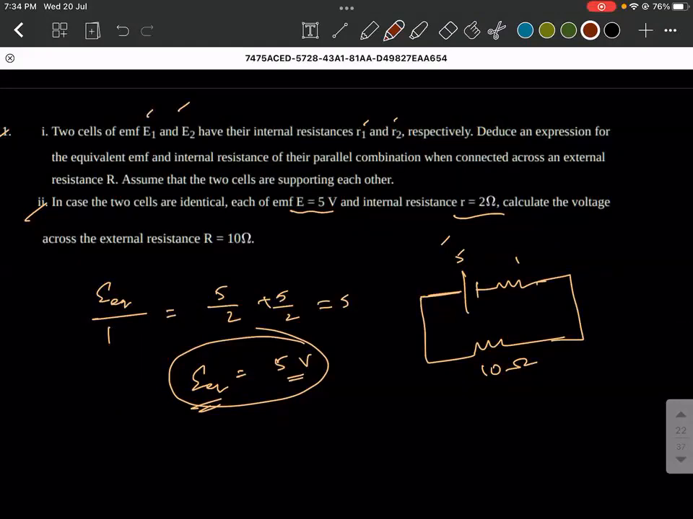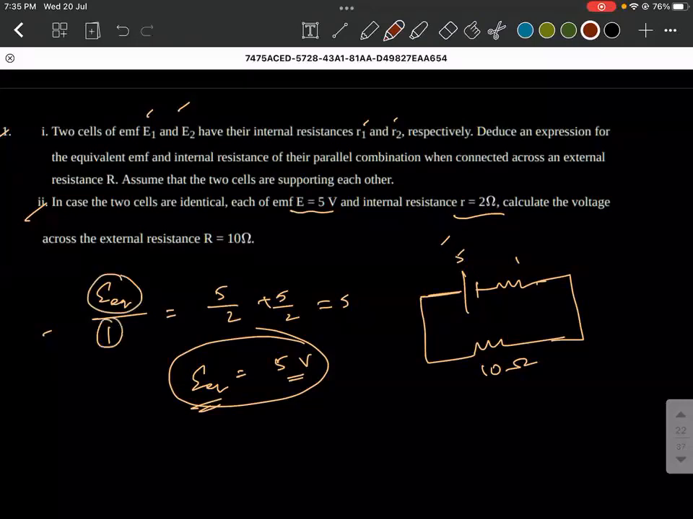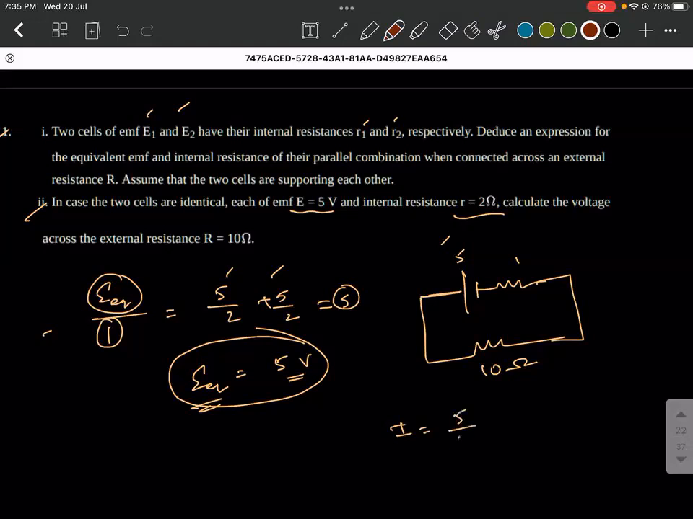That will happen only when they are in series. That is why I wrote this formula. E equivalent divided by R equivalent is equal to E1 by R1 plus E2 by R2. They are in parallel. So E equivalent divided by R equivalent is equal to 5 by 2 plus 5 by 2, which is 5. Now what is going to be the current? I will be equal to E by R total, 5 by 11.